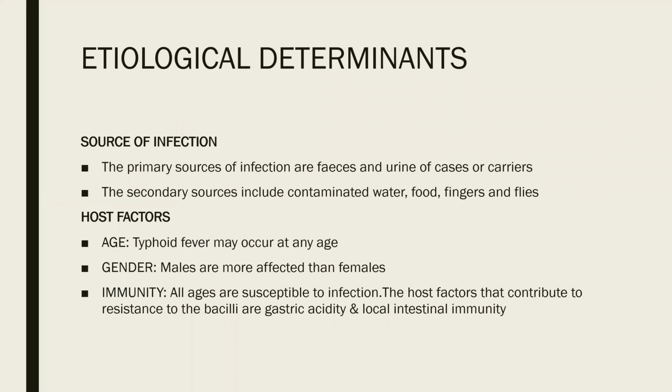So the source of infection. As we said before, the primary sources of infection are feces and urine of cases or carriers. So we talked about the cases and we talked about carriers. Basically, we know that the transmission of enteric fever is more often than not fecal-oral. But from the urine to the oral is also a possibility, though it's more often than not fecal-oral. Now, the secondary sources that we have are contaminated food, contaminated water, and contaminated hands. This is important when we'll be looking at prevention.